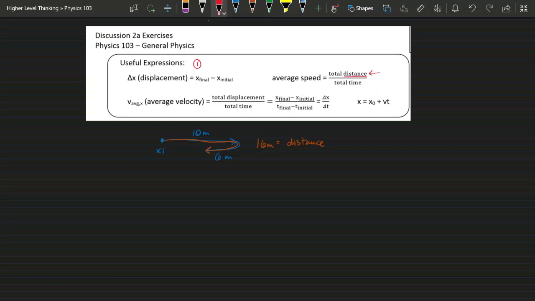Now calculating displacement, I'm just looking for the net difference between the final point and the initial point. So here's my final point. What is my net difference? Well, that is equal to 4 meters.